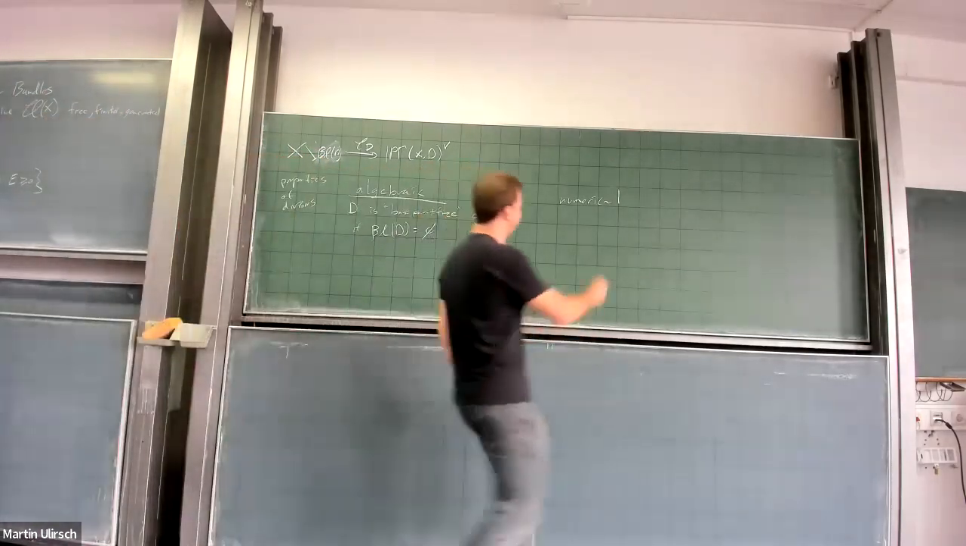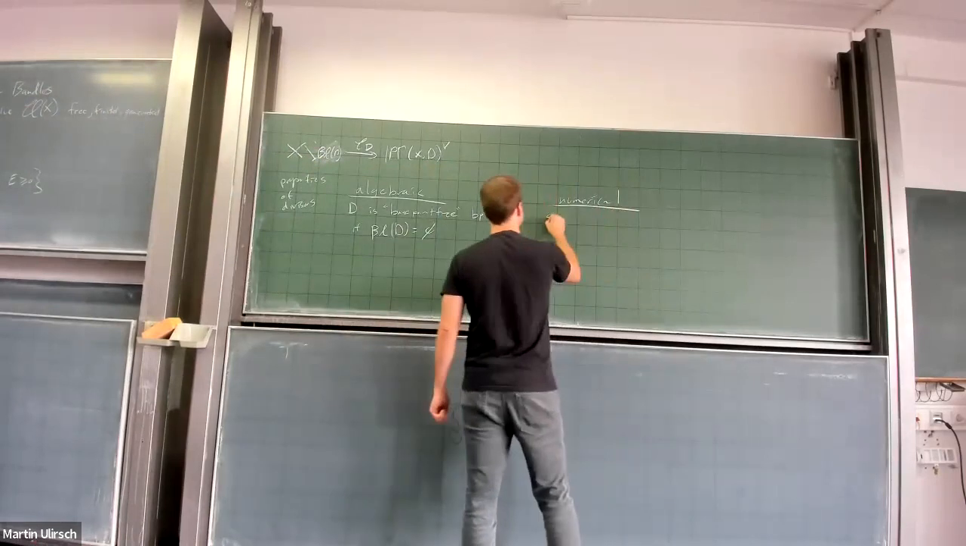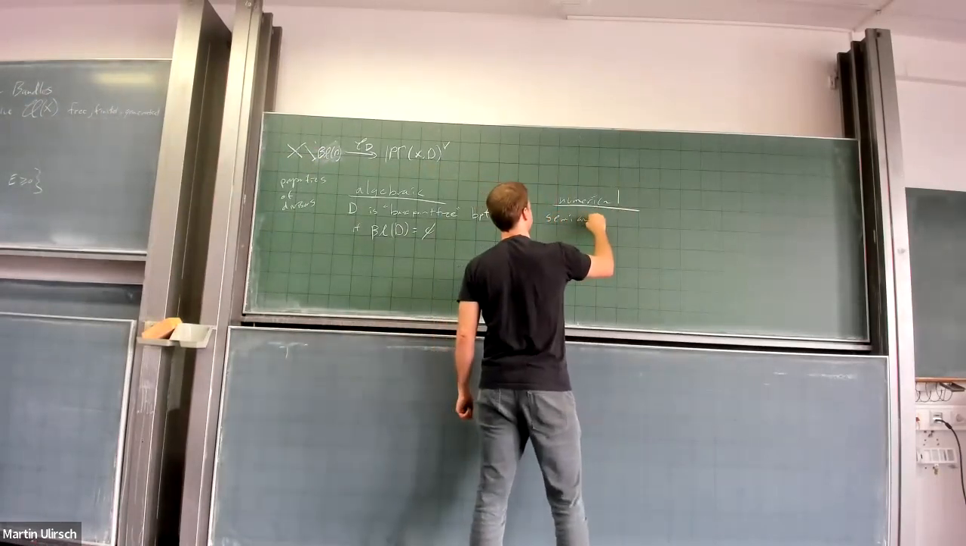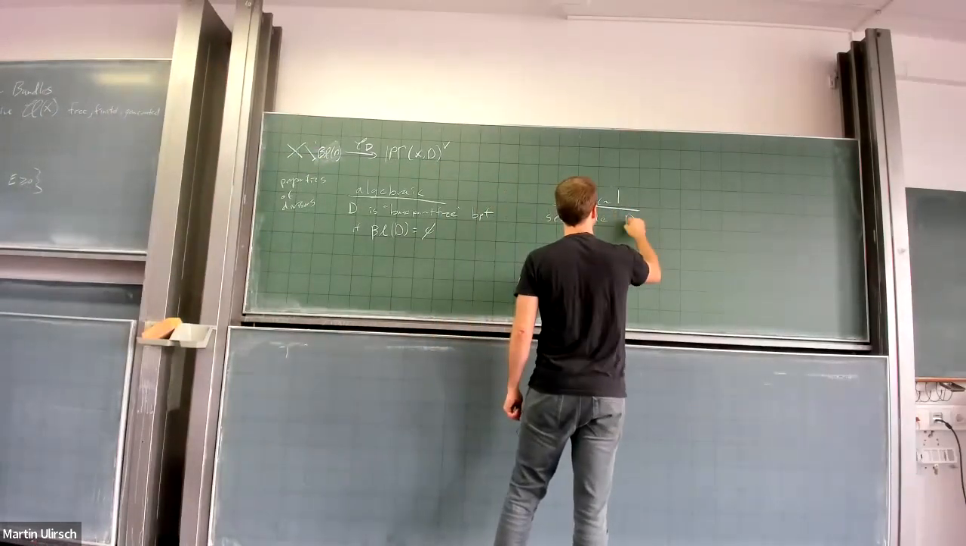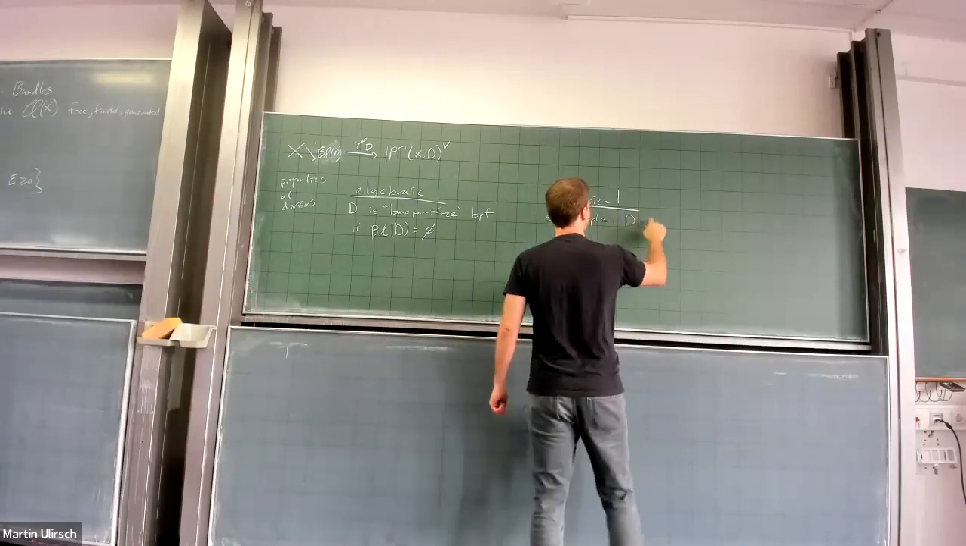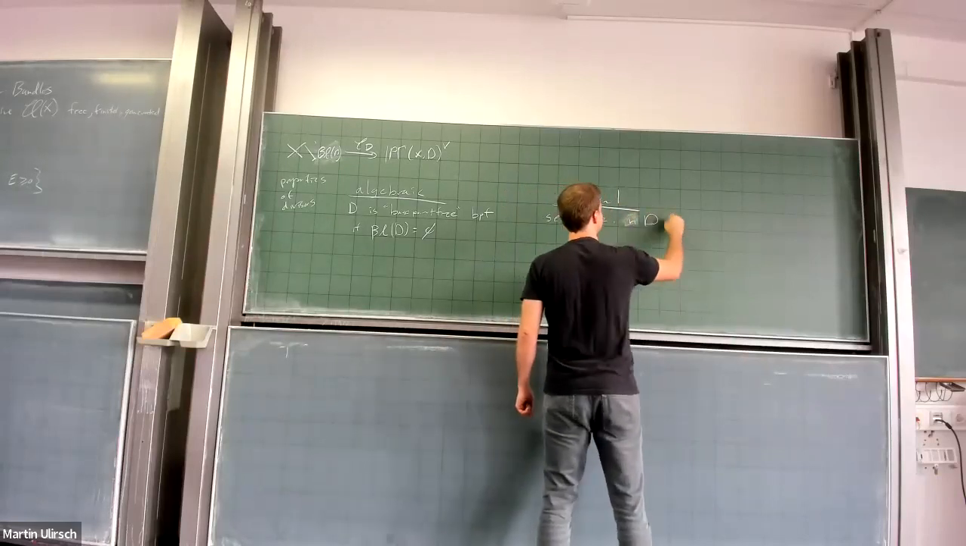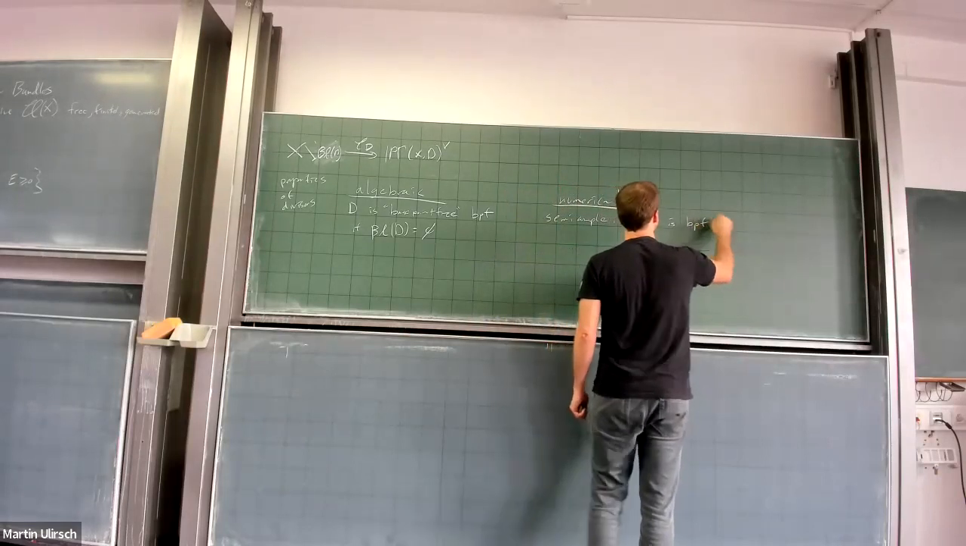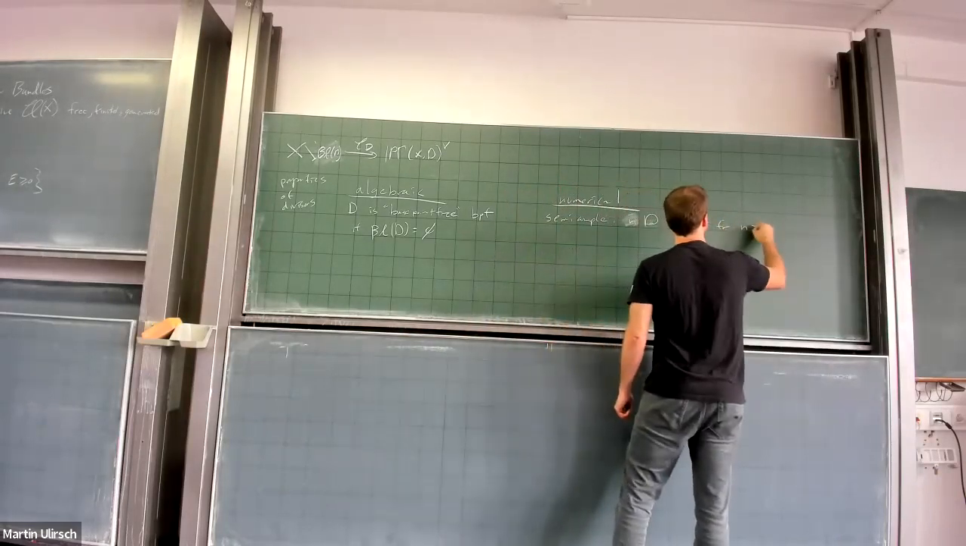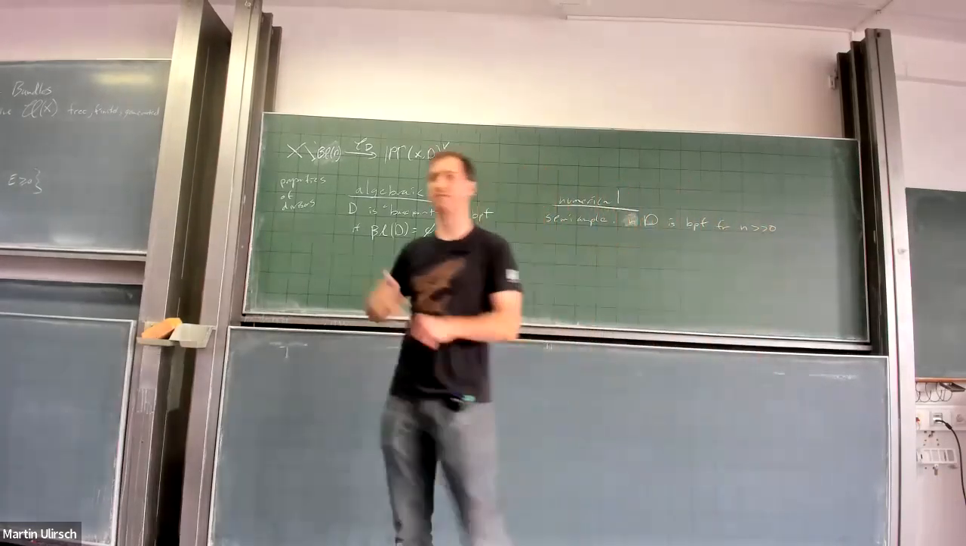And then the numerical variant of this is semi-ample. Say D is semi-ample if nD is base point free for n sufficiently large. So if you take a big enough multiple of it.